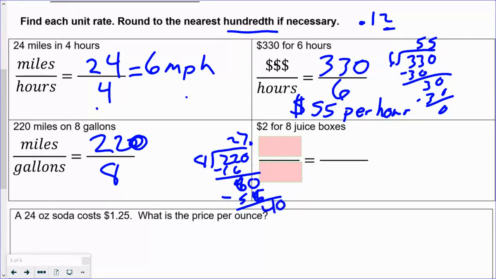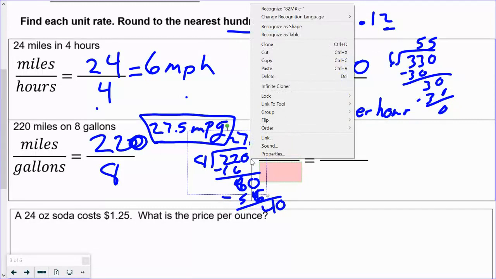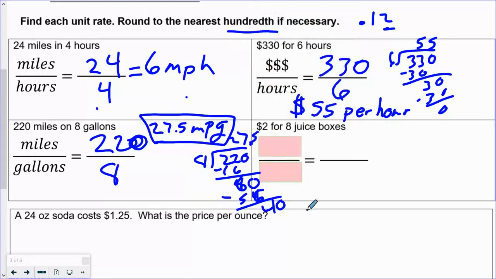And then 40. And that's 5. So we would say, how far can they go on 1 gallon? 27.5 miles per gallon. That is our answer right there. All right. So sometimes you gotta do that long division, and then you gotta put those decimals. Those decimals, and you gotta put that 0 to get where your answer should be.